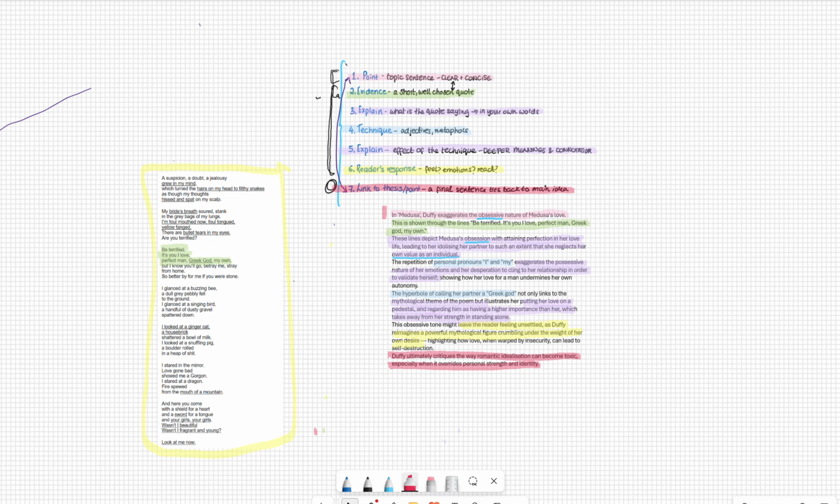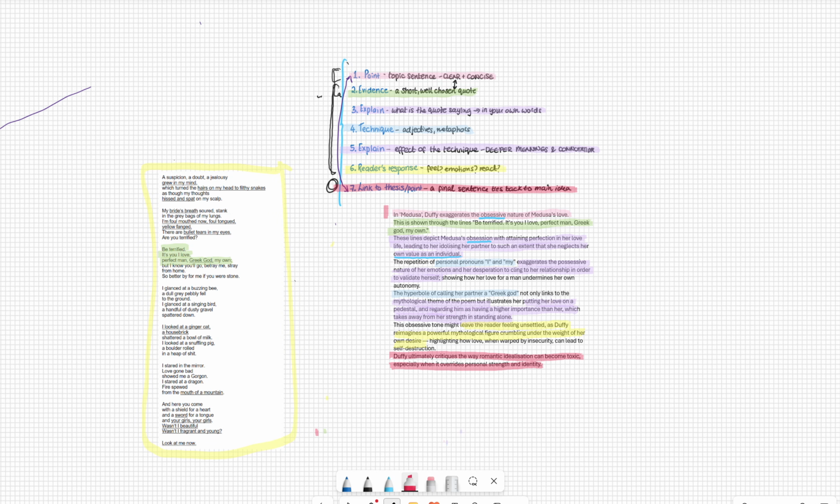So that's how you turn one quote into a rich, developed analysis using this structure. It keeps you focused, shows your understanding of the technique and effect, and makes sure that you're always, always, always linking back to the bigger idea.